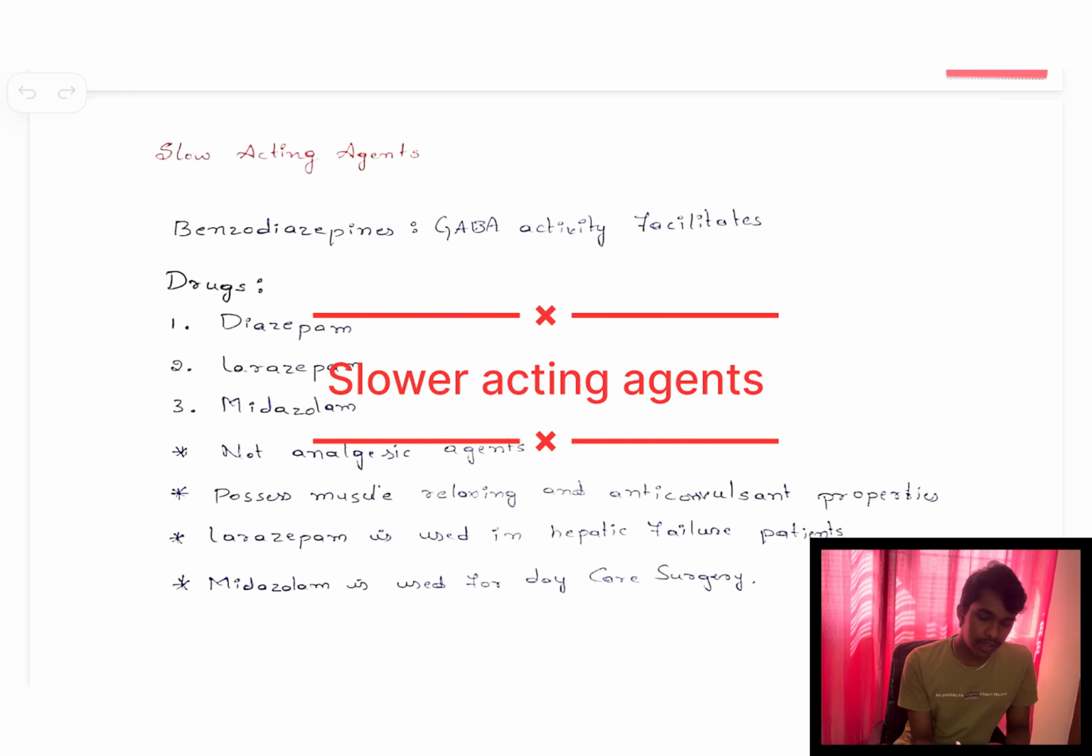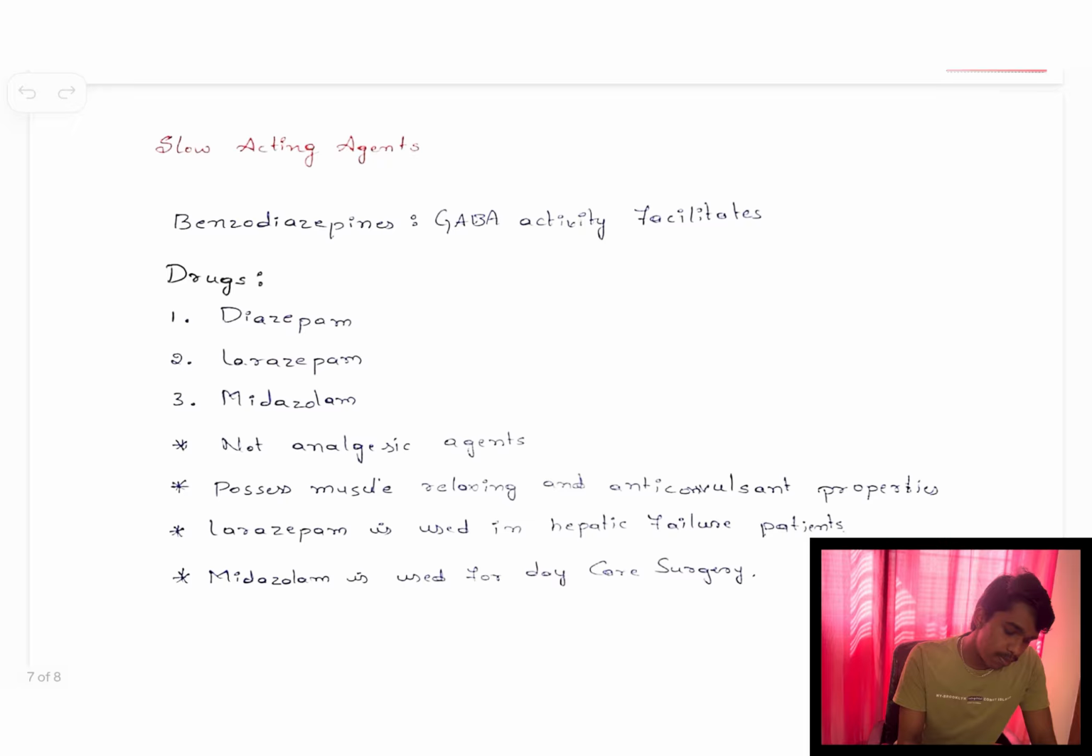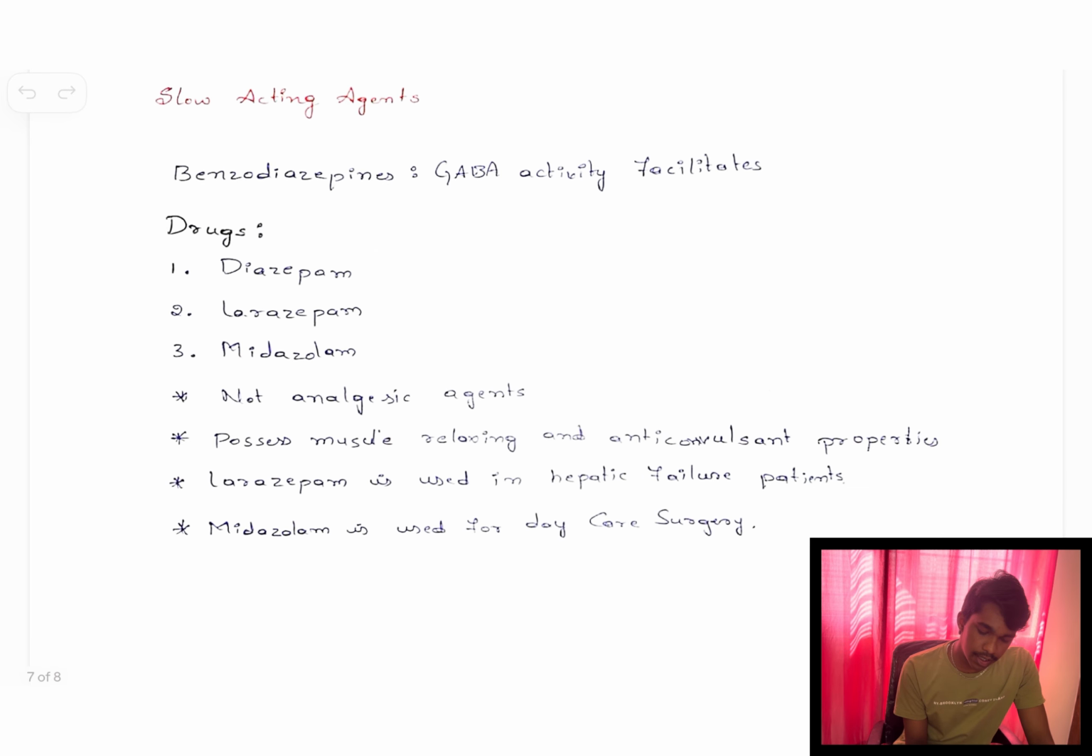Now we are going on with slower acting agents. Slower acting: benzodiazepines. It facilitates or increases the duration of opening of chloride channel and it will lead to hyperpolarization of neuron and will lead to CNS depression. Drugs used here: diazepam, lorazepam, midazolam. I have already told the importance in the starting of the class. It does not have an analgesic effect but possesses muscle relaxing and anticonvulsive property, which are majorly important. So lorazepam is used in hepatic failure patients, and midazolam is used for daycare surgery.